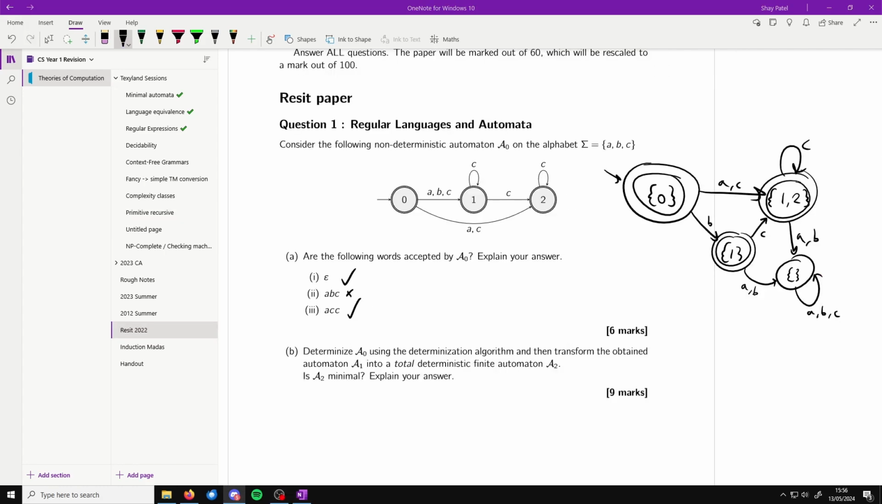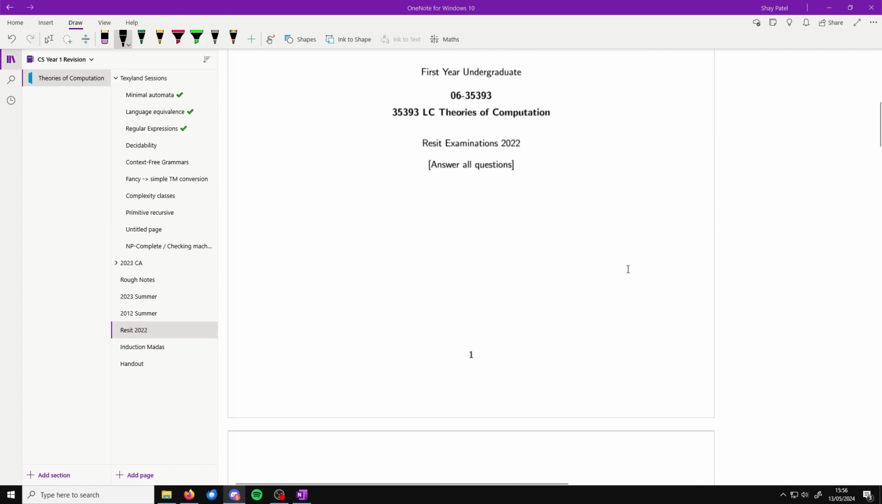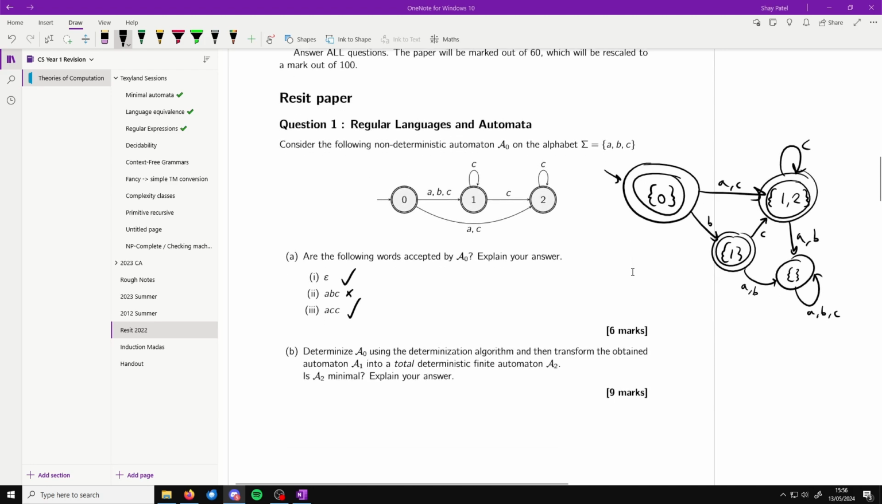Okay, so we're looking at the past paper for 2022. This is question 1, and we're determinizing this NFA. So first, these words are the words that are or aren't acceptable by this NFA. And in terms of determinizing the NFA, we want to look at 0. We want to see what each input from every state, what set of states that can take us to. And I believe this is done.